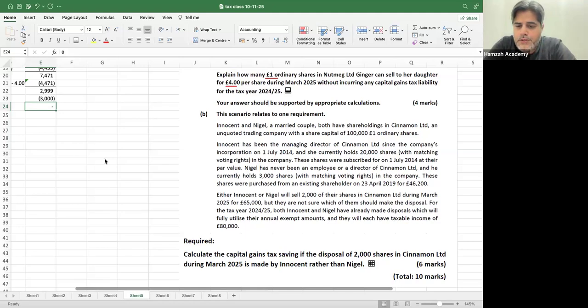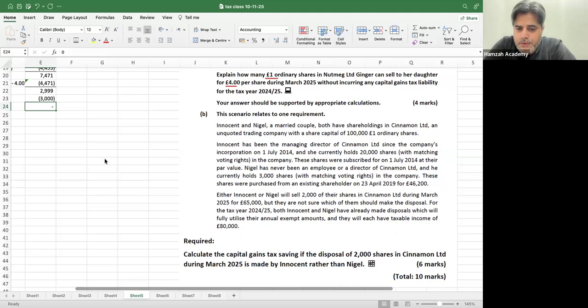Nigel has never been an employee or director of Cinnamon Limited, and he currently holds 3,000 shares with matching voting rights in the company. These shares were purchased from an existing shareholder on 23rd April for 46,200. Either Innocent or Nigel will sell 2,000 of their shares in Cinnamon Limited during March for 65,000, but they are not sure which of them should make the disposal.